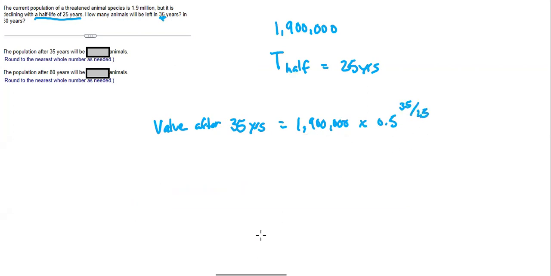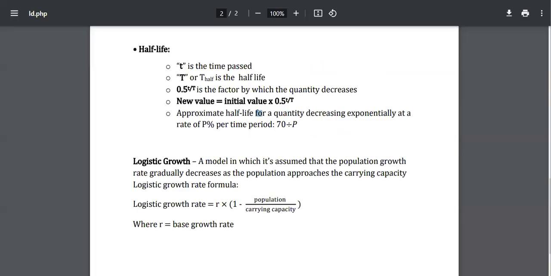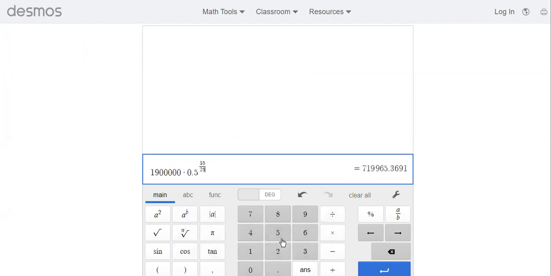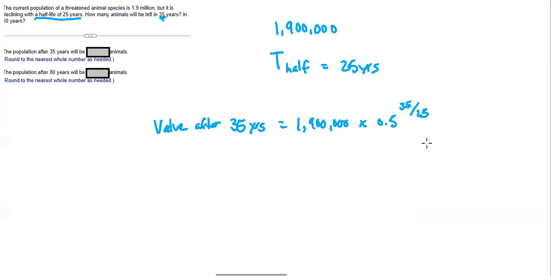So I'm going to plot this into Desmos. You can use any calculator as long as it's a scientific calculator, but I like Desmos. So let's see, 1,900,000 times 0.5 to the power of this fractional exponent of 35 over 25, and it looks like we have 719,965. So after 35 years, the population goes from almost 2 million down to 700,000. That's kind of a bummer.